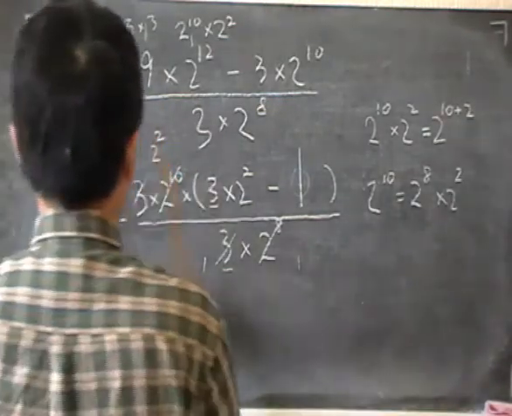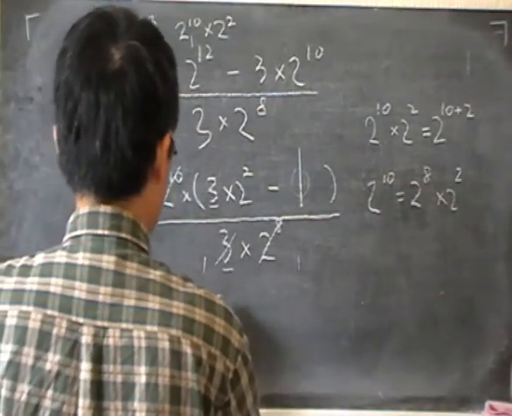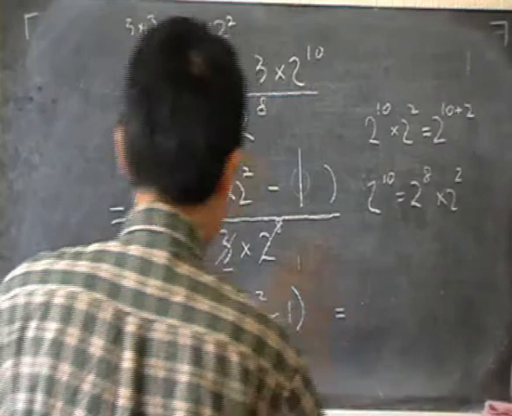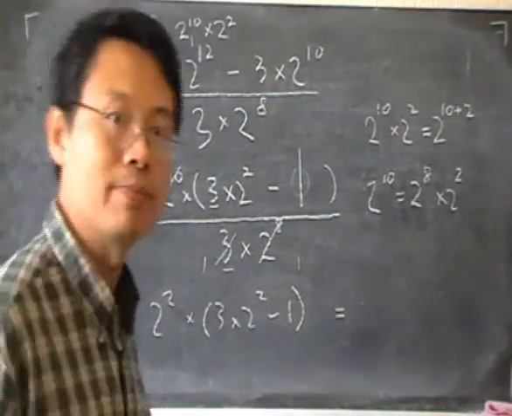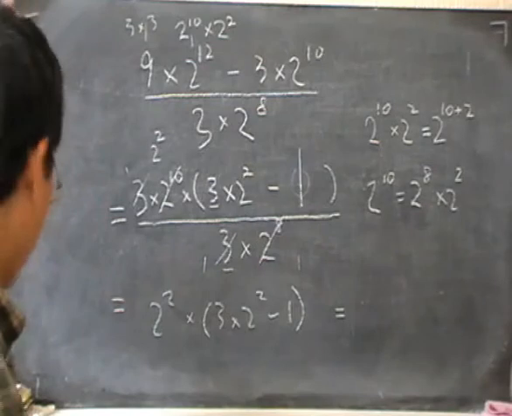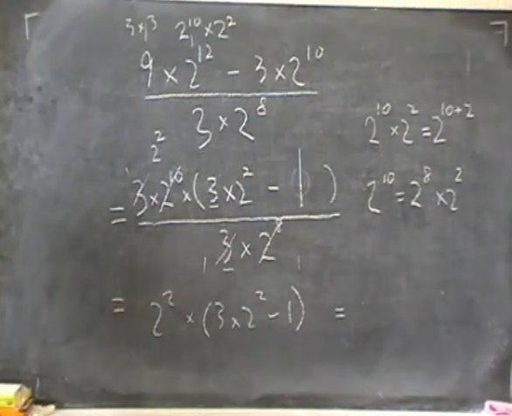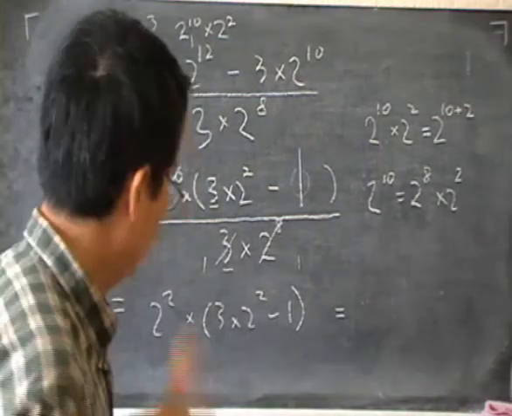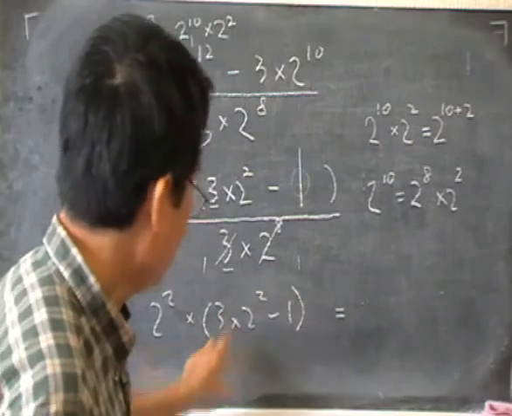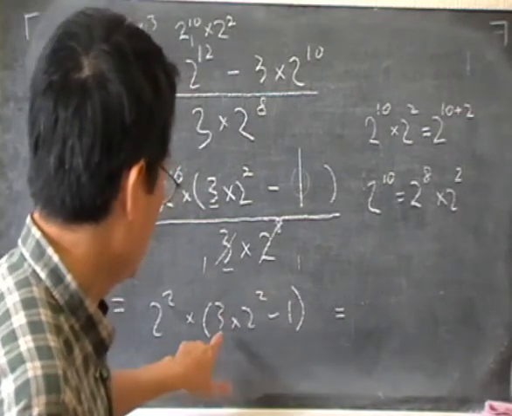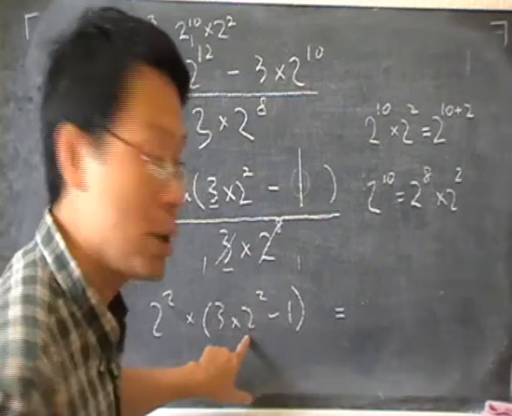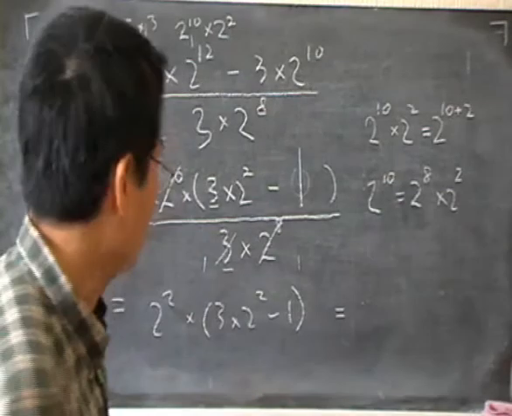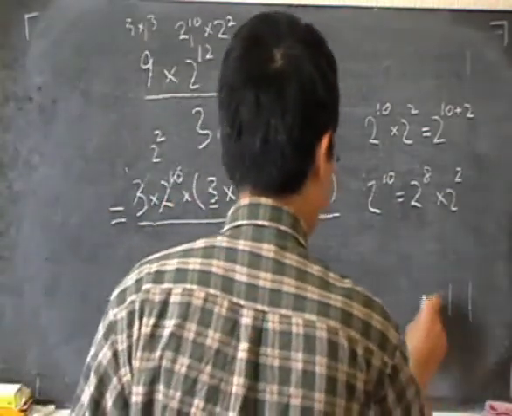Let's write that out. Now I have 2 squared times 3 times 2 squared minus 1. See, it's a lot simpler now. We have no more fractions. And what remains then is to calculate the answer. Of course, we'll start with the bracket, and in the bracket we'll start with the times before we do the minus. So 3 times 2 squared. 2 squared is 4. 4 times 3 is 12. Alright, 12 minus 1 is 11. So the bracket becomes 11.